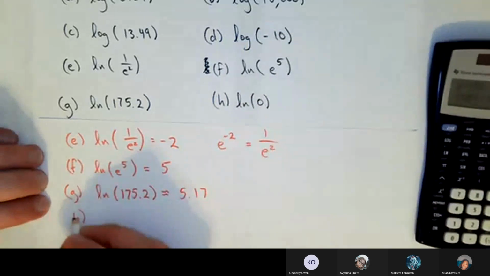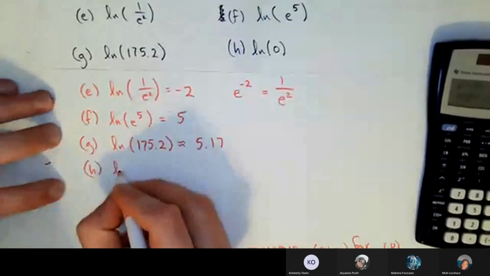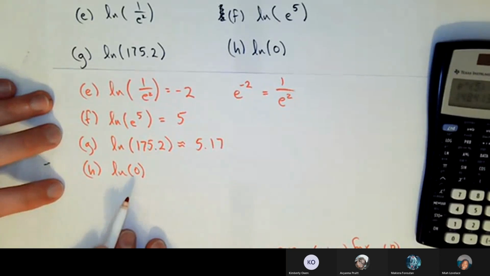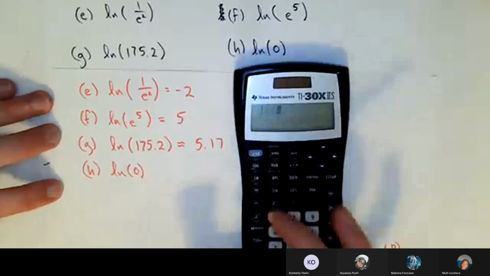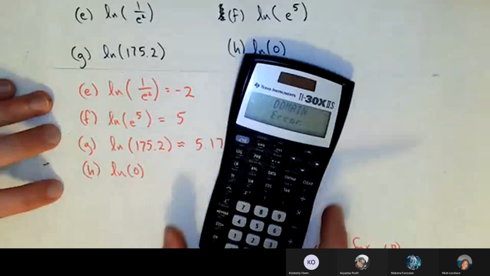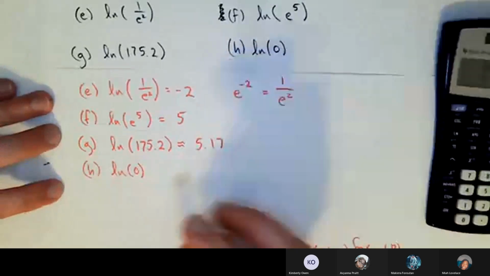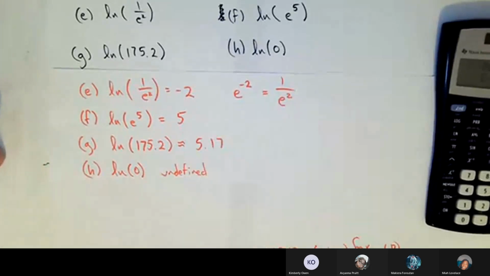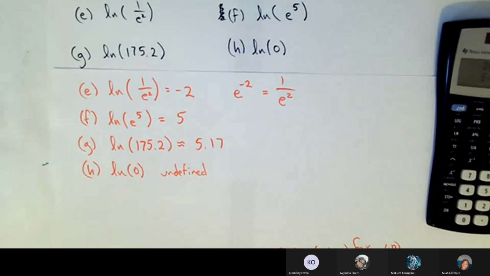Okay, and then finally part H says ln of 0. Now that looks like a domain error because I cannot plug in 0. But let's see, what does the calculator say? Domain error. So this is undefined. So you cannot plug in anything 0 or less. 0 or any negatives cannot be plugged into any kind of logs, whether it be a natural log or a common log or any base log. Okay.